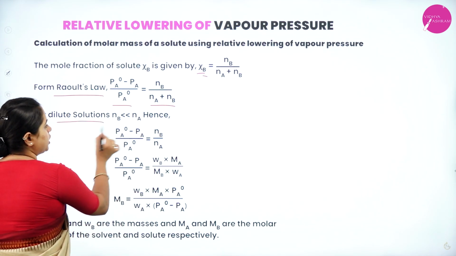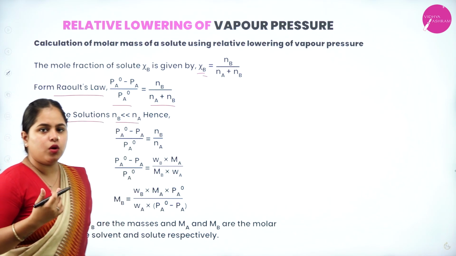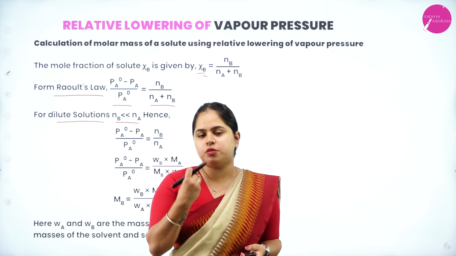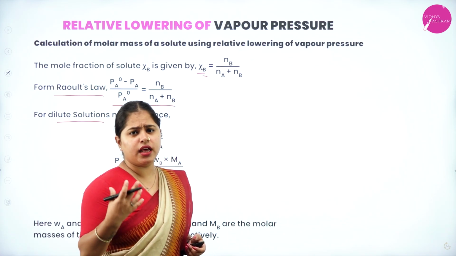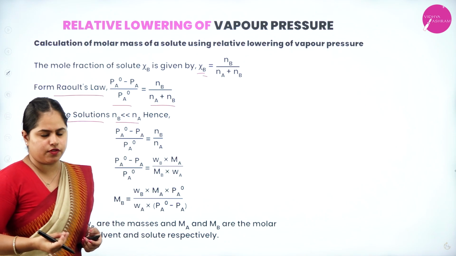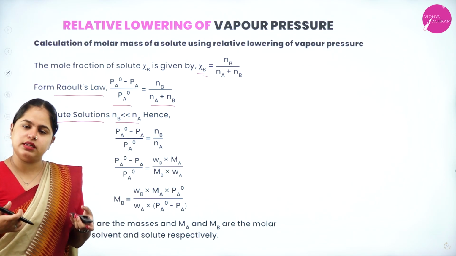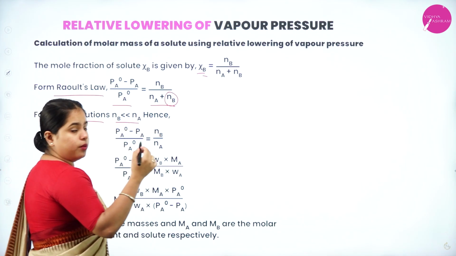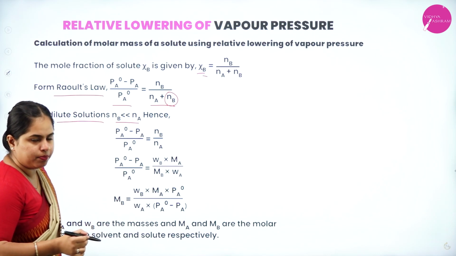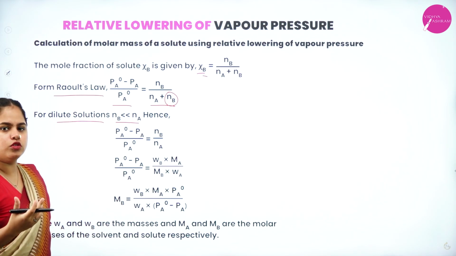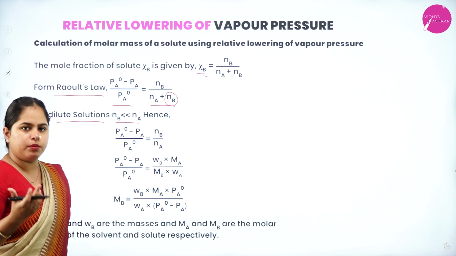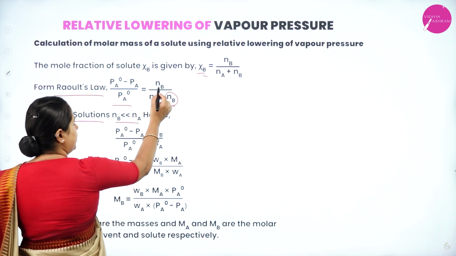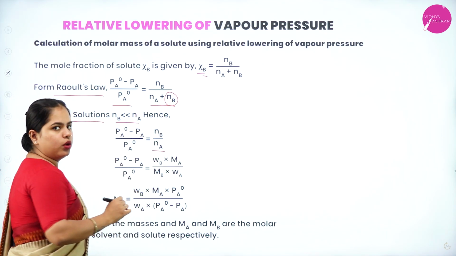Now, for a dilute solution, Nb will be very less than Na. Very dilute solution means the number of solute particles present is very less. Right, only very little solute will be there. Hence, the number of moles of solute will be negligible. So in that case, Nb will be very less than Na. So, from this equation, we can just ignore this Nb, because in a dilute solution, the number of moles of B, that is the number of moles of solute, will be very less. So, what does that equation become? P naught A minus Pa divided by P naught A will be Nb by Na. We are just ignoring this Nb in the denominator.